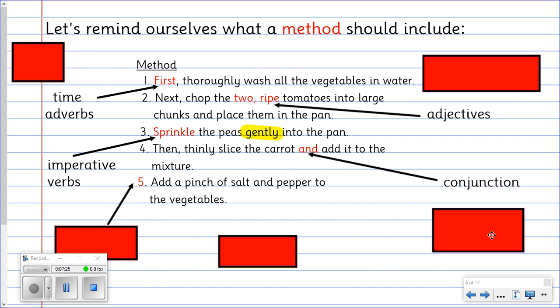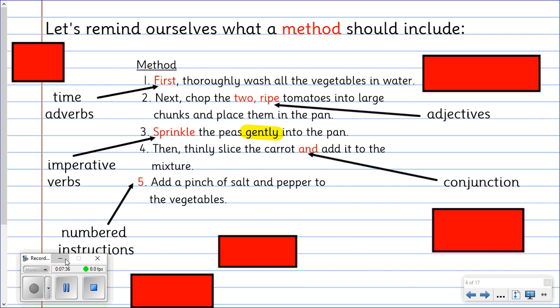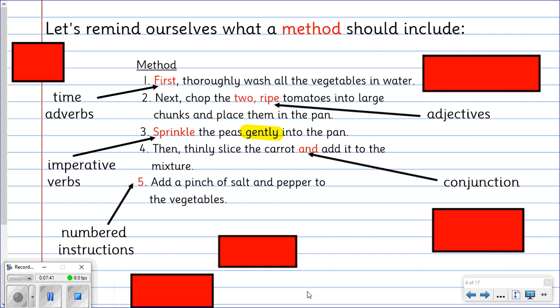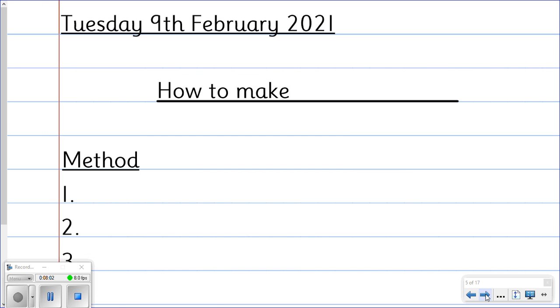And the final instruction, instruction number 5, says add a pinch of salt and pepper to the vegetables. And the arrow's pointing to the number, and that's because we've got numbered instructions. So as well as using our time adverbs, usually when we're following a set of instructions, particularly in a recipe or a method, those instructions would be numbered. And it's another way of making sure that we do things in the right order. Really important in a set of instructions. Fantastic. I'm sure you remembered lots of those.